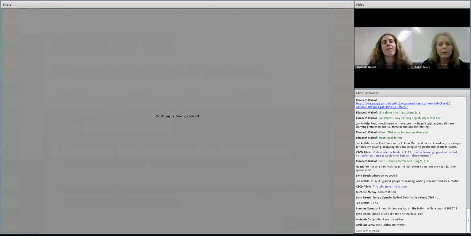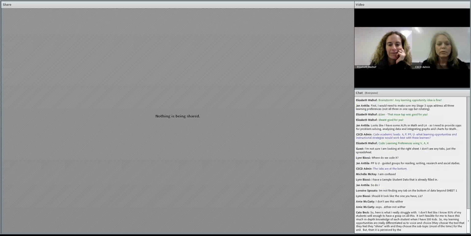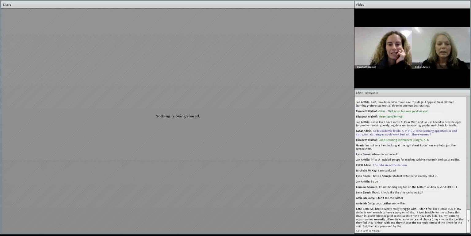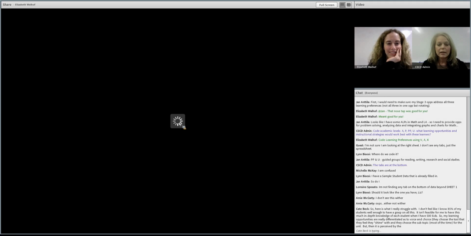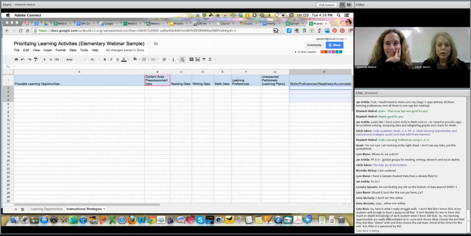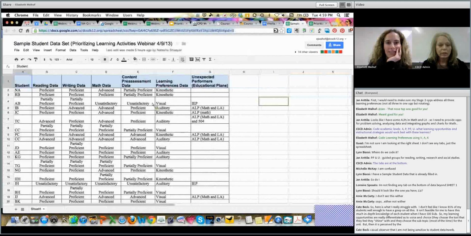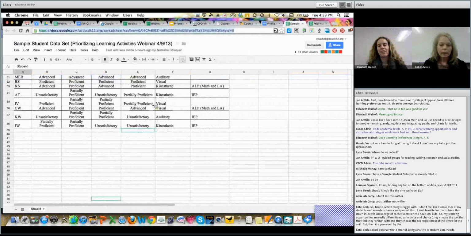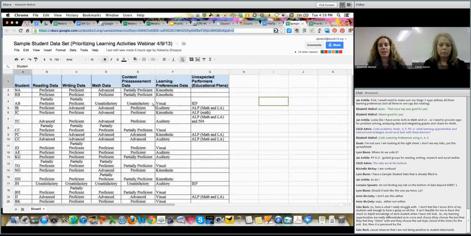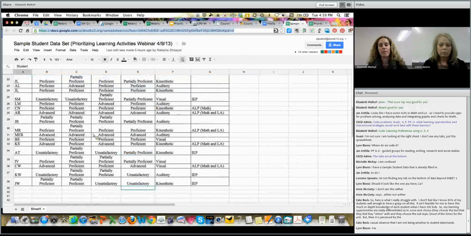On the spreadsheets where you're recording your brainstorm activities, there are tabs on the bottom. One of the tabs is for learning opportunities, and one of the tabs is for instructional strategies. Feel free to work on one or both of those. If you really just want to focus on learning opportunities for the sake of time, that's fine. Your instructional strategies would be more like how you are doing instruction. This is the student data, and they were looking for tabs on the bottom.